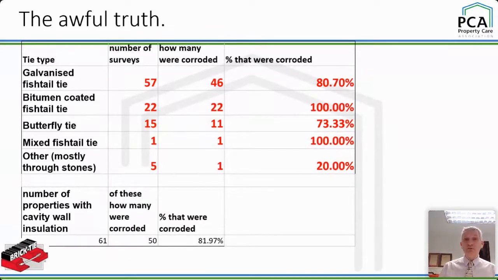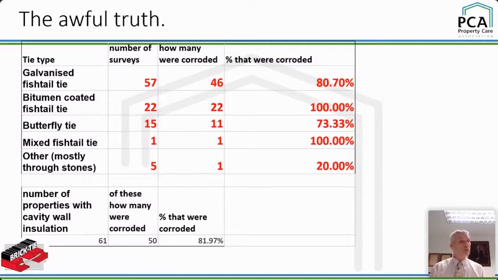So we can see that 57 of the 100 had galvanised fishtail ties. And of those, 80% were corroded. And bear in mind, my surveys are not on commission. They're not there to sell anything. We take photographs of ties, so the photographs are there to see. So I think these are probably pretty accurate. If anything, there'd be an underestimate, because when they're insulated, the lads have to drill more holes and faff about and chase bed joints out and all sorts of things.